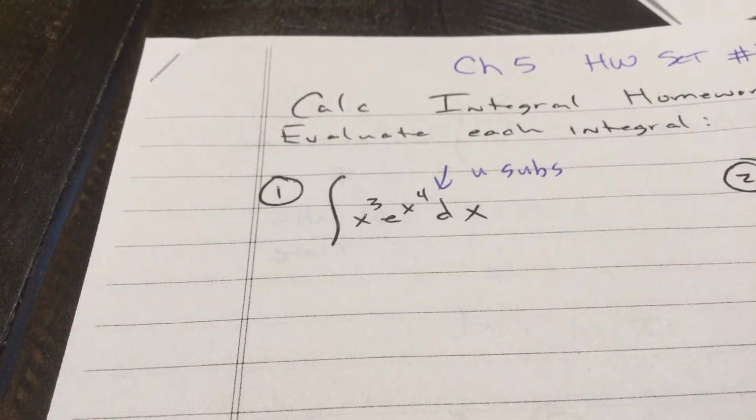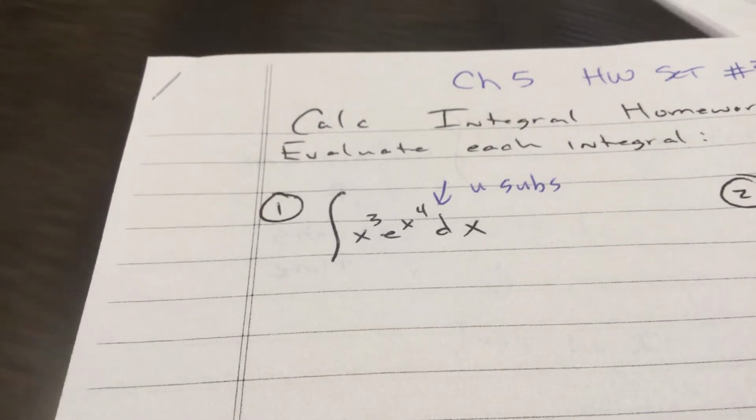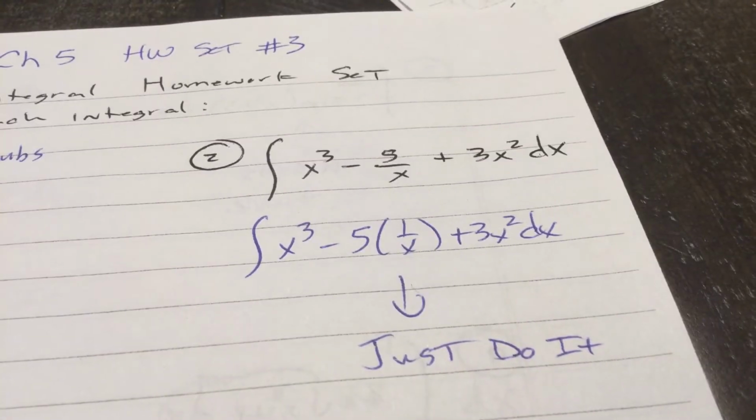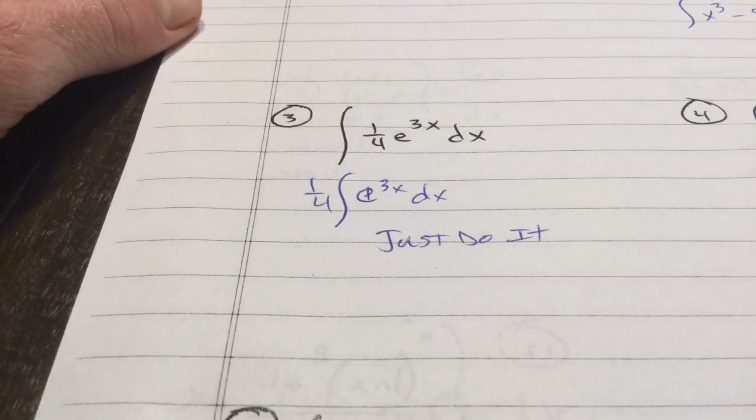Anyway, we got to use substitution, and you don't know what that is right now, and you will shortly. So number 1, you can't do. Number 2, though, you can definitely do. It's just a regular antiderivative. Just do it. Plus C will be involved. Okay. And number 3, believe it or not, you can just do it.